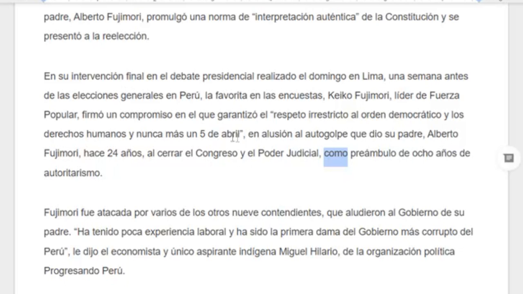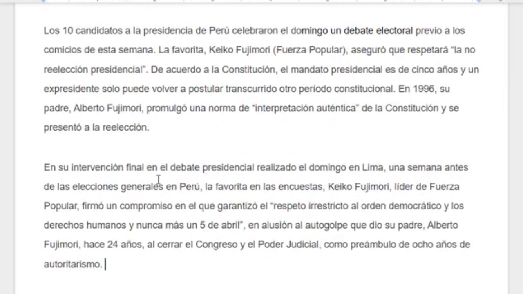So let's look at just this part here. In allusion to the self-coup that her father, Alberto Fujimori, did 24 years ago, closing Congress and the Supreme Court as a preamble to 8 years of authoritarianism. I can't even say it in English. So let's look at the whole paragraph now.